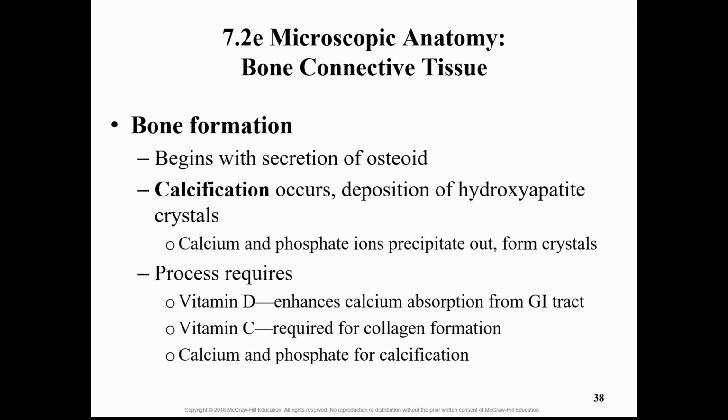So bone formation is going to begin with secretion of the osteoid, that organic part of the matrix, and then the osteoid is going to calcify as we get the hydroxyapatite crystals being deposited. This requires quite a lot of calories, actually, a lot of vitamin D, a lot of vitamin C, and calcium and phosphate.